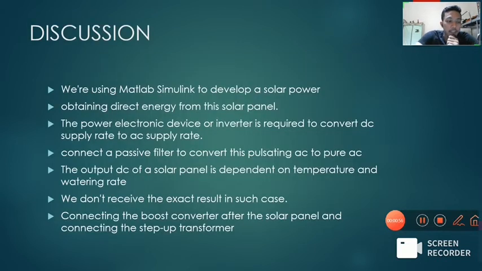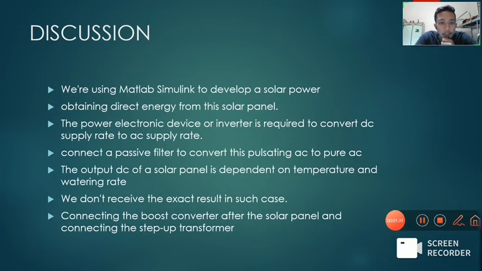Next, I will explain the discussion. For the discussion, we are using MATLAB Simulink to develop the solar power producing system for our home. These are the components needed for a solar power system. If we take a solar panel, or photovoltaic panel, we obtain direct energy from it. The DC output is obtained when the solar panel receives irradiance and temperature as inputs.